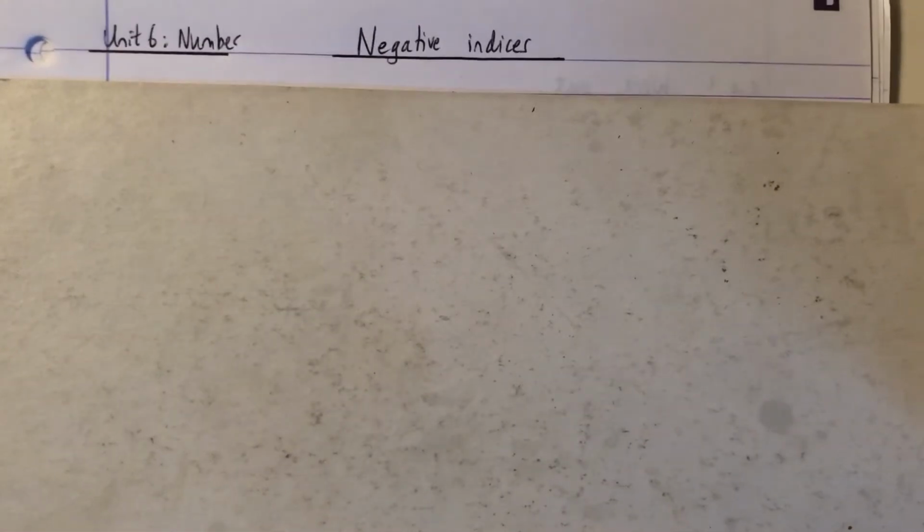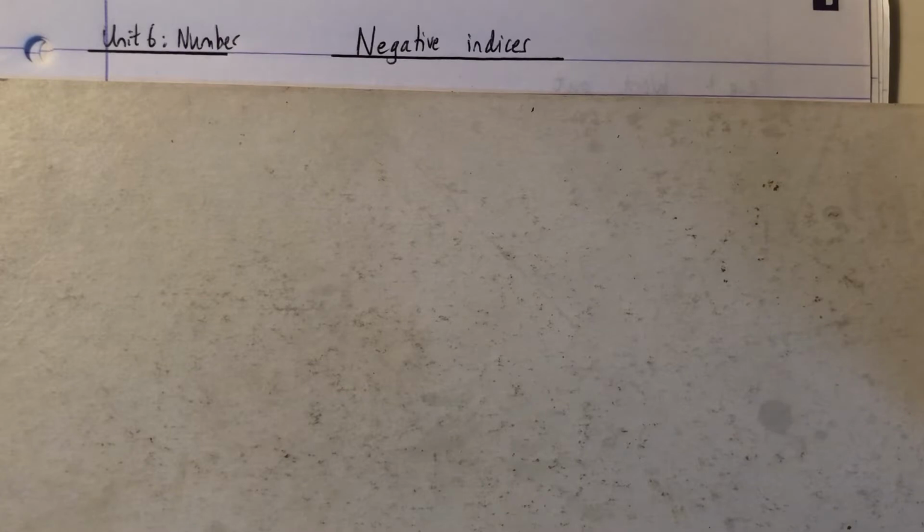Hello Year 10, just going to continue with Unit 6, the number subsection in the Year 2 book, which is to do with negative indices. We did fractional indices last week. Now we're moving on to what if the power was a negative number.